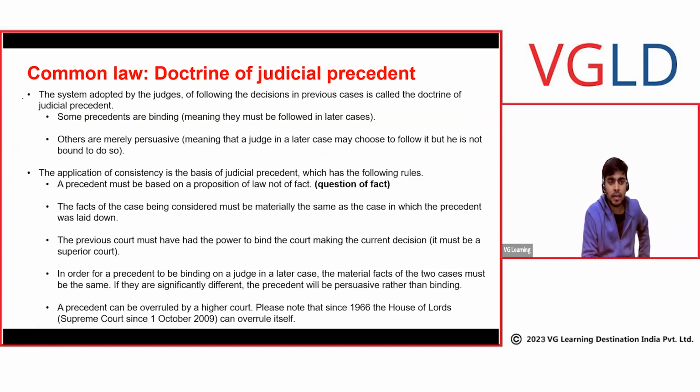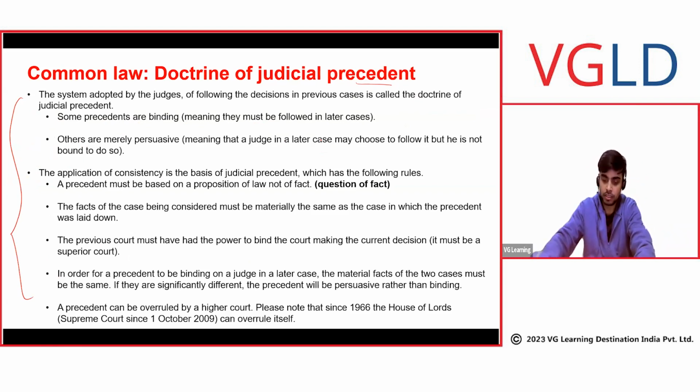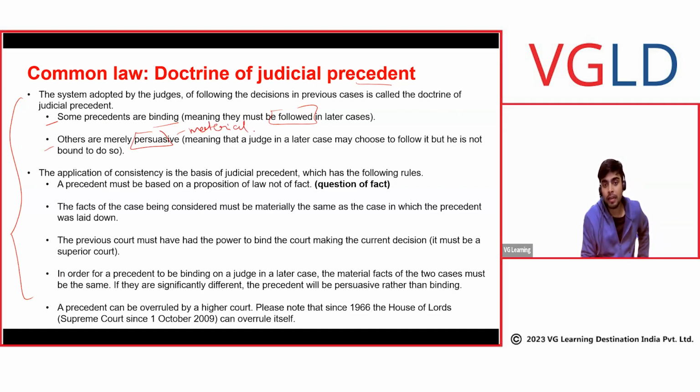We have discussed this already, but let me just quickly discuss the doctrine of judicial precedent. If a precedent has been set, what would be the further course of action? Some precedents are binding, they must be followed. Others are merely persuasive if material facts are not the same. The application of consistency is the basis of judicial precedent, which has the following rule. If we are applying a judicial precedent, a precedent must be based on a proposition of law and not a question of fact.